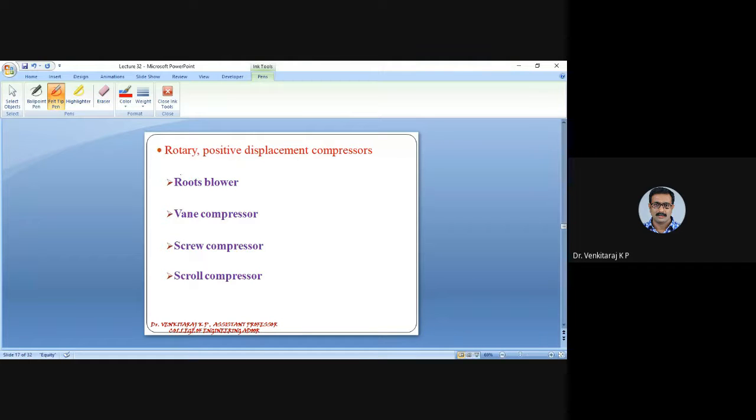Now let us see a few other types of positive displacement compressors. Actually, they are rotary positive displacement compressors.